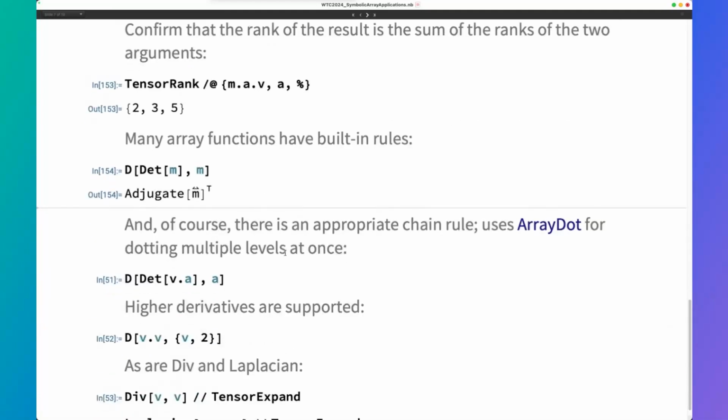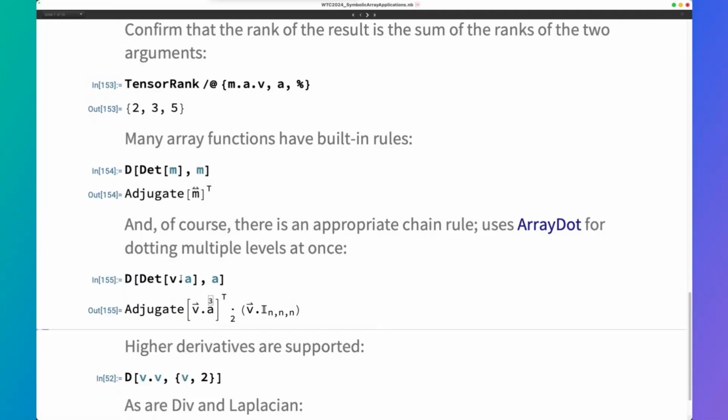And of course, we have an appropriate chain rule. So here I'm taking the derivative of v dot a, right? So I've taken away one slot, so v dot a is a matrix. And so we have the same thing. And then we have another v dotted into an identity array. And then we have this new array dot, which means take the last two slots of this array and dot them into the first two corresponding slots of this array. We're going to see array dot again in the future.